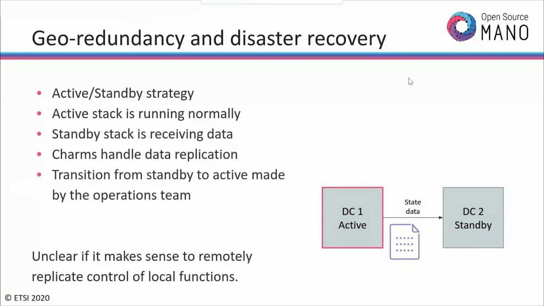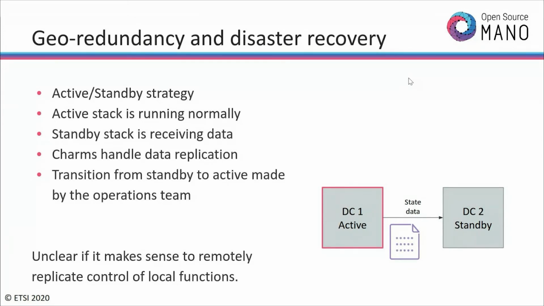If we implement the active standby strategy, we don't replicate the network functions. So it's not really clear if it makes sense to also remotely replicate the control of the local network functions. How common is it going to be that you will lose your data center 1, but you will be preserving your network functions on that data center? Does anybody have any idea, or how would you handle this sort of situation?